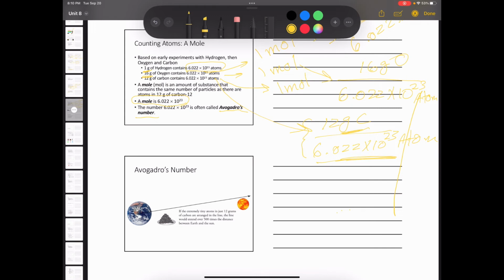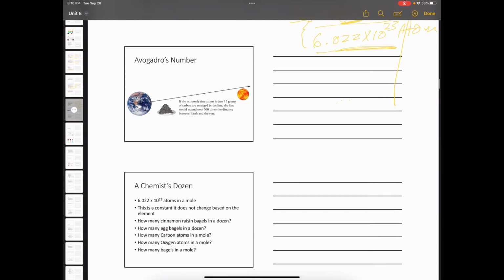So for example, to see how extremely small atoms are, if you take 12 grams of carbon and arrange all the atoms within that 12 grams right next to each other, it will extend over 500 times the distance between Earth and the sun. Okay, so that's how small and tiny atoms can be.